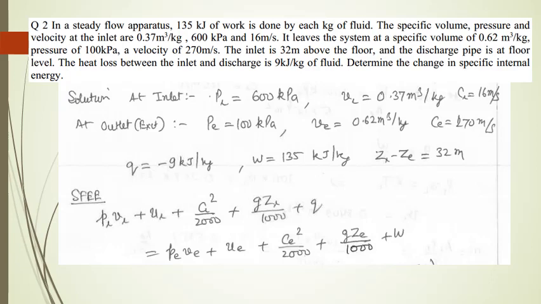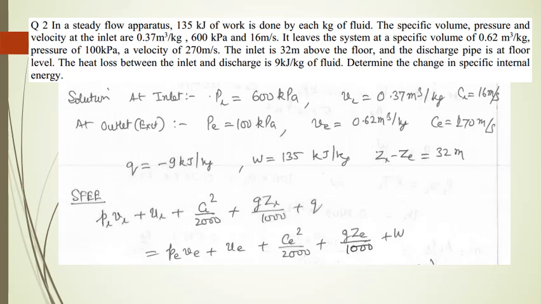In a steady flow apparatus, 135 kilojoule of work is done by each kilogram of fluid. The specific volume, pressure and velocity at the inlet are 0.37 meter cube per kg, 600 kilopascal and 16 meter per second. It leaves the system at a specific volume of 0.62 meter cube per kg, pressure of 100 kilopascal, a velocity of 270 meter per second.